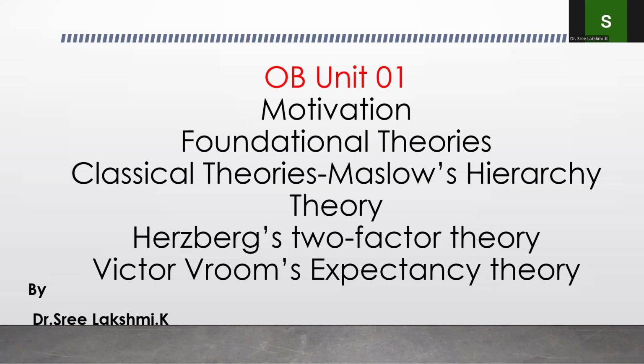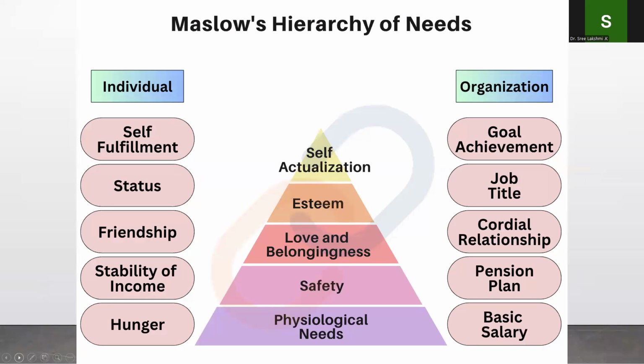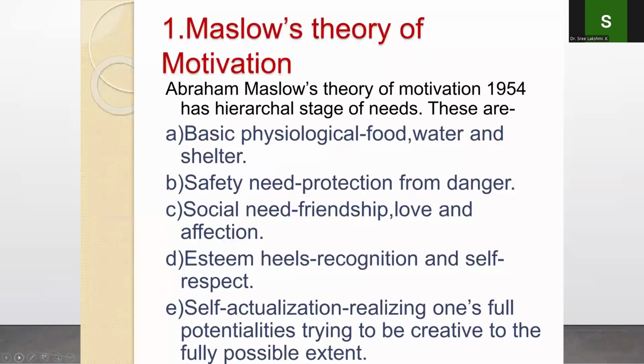Let's begin to understand the first theory, which is proposed by Abraham Maslow, which is referred to as Maslow's hierarchy of needs theory. So let's first understand the basics of this theory. Abraham Maslow proposed this theory in 1954. This theory is also known as the hierarchy of needs theory.